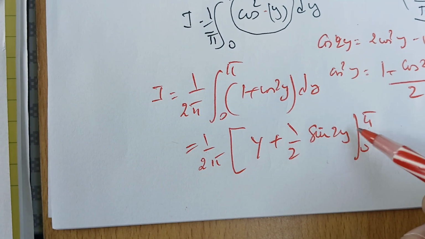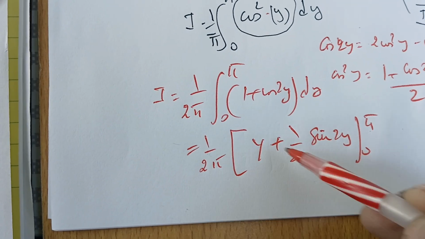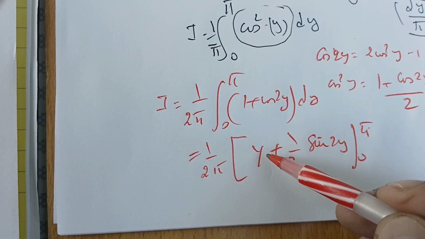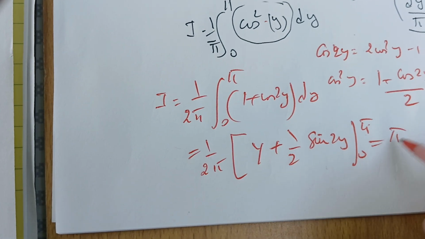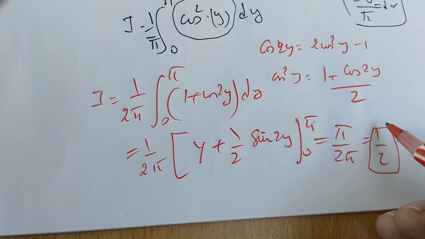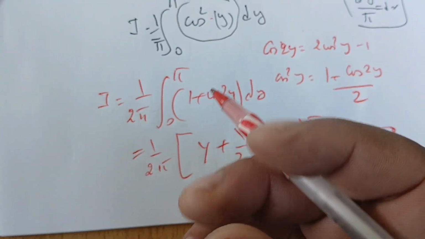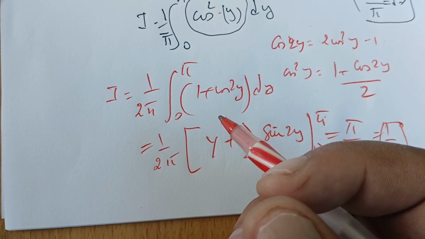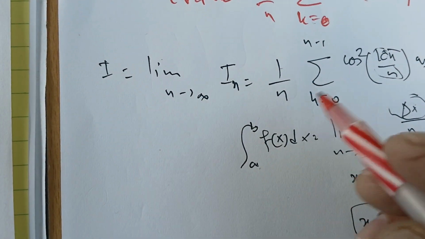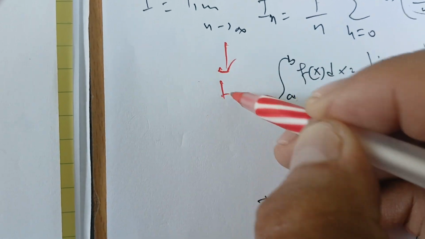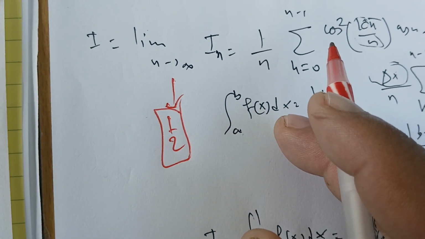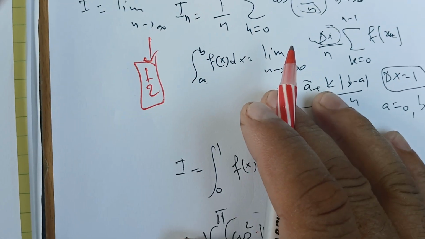Once I evaluate, when y is 0, I get 0. When y is pi, I'm going to get pi. And I have pi over 2 pi, which is 1/2. Therefore, my limit in this case is just 1/2. So the evaluation of this limit is 1/2. I think that's all we need for now.